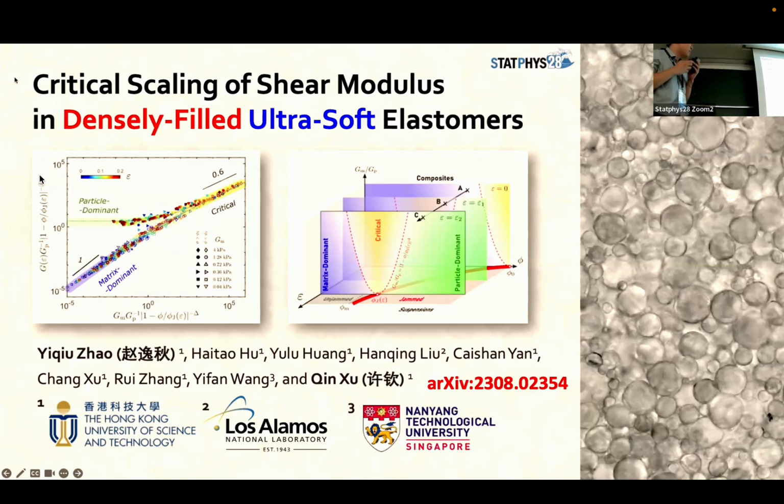Hello, everyone. My name is Yiqiu Zhao. I'm now a postdoc working with Professor Qin Xu at Hong Kong University of Science and Technology. It is my great pleasure to share some of our recent work with you. This work was also done with collaborators from Los Alamos National Laboratory and Nanyang Technological University of Singapore.